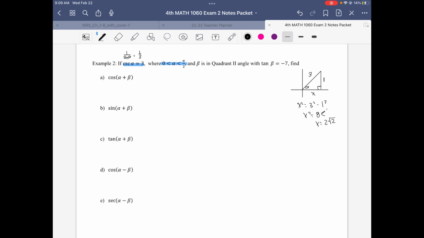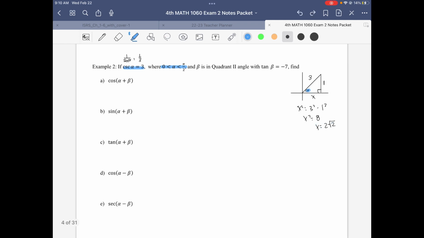Okay, 8 is 4 and 2, right? Split that one up. These ones get out. Okay, so x equals 2 root 2. So now that we have that, we can do a little bit more. But let's look at the other one first. So remember that this is important, but not necessarily what it's asking you for.